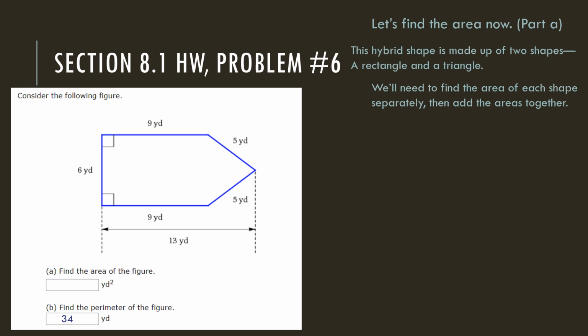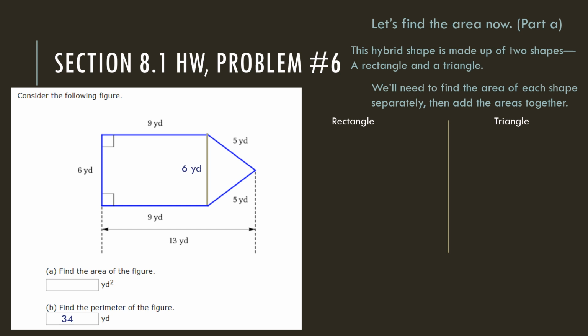We'll need to find the area of each shape separately and then add the areas together. So I'm going to draw a line there just to show us where we're breaking up the shape. You can see to the left of that line, that's the rectangle. To the right of that line is the triangle. Since I know that the opposite sides of a rectangle are the same, I can say that the right-hand side of this rectangle is also going to be 6 yards. So here I'm breaking up my page into a rectangle and a triangle.